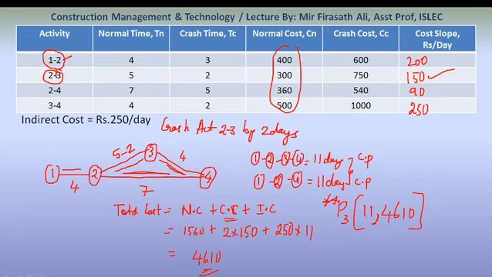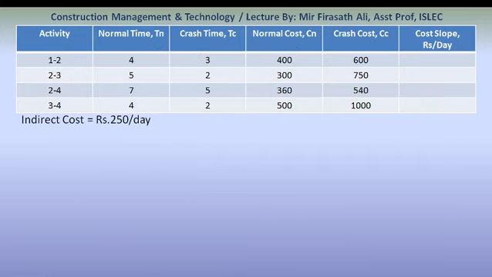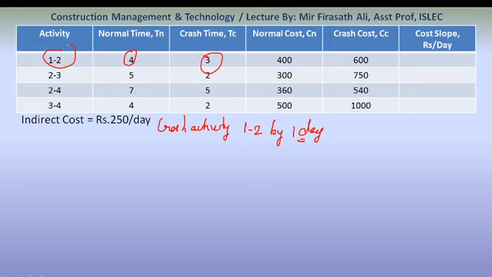Let us crash this activity. For how many days can we crash? 1 day. Okay, so this is our next step: crash activity 1 to 2 by 1 day. What is the cost slope for activity 1 to 2? It is 200 rupees. The cost slope per day is 200 rupees per day.